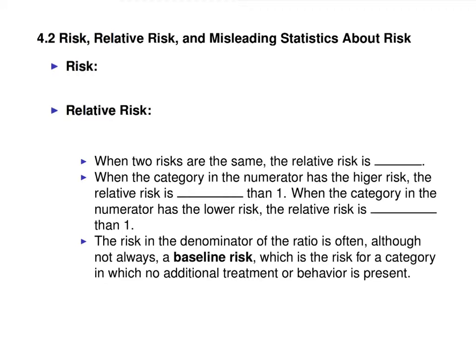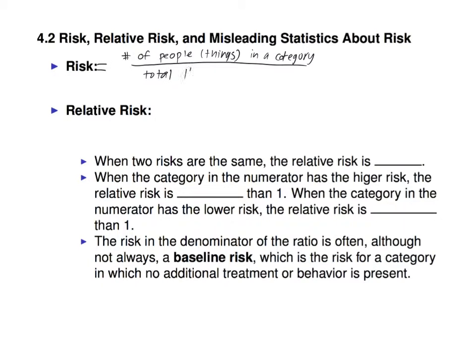So the way that you find the risk of something, this is going to be equal to the number of people in some category or things, because you gotta find the risk that your dog is going to get sick, right? And they're not people, even though I feel like my dog's a person. The number of people or things in a category divided by the total number in your group.